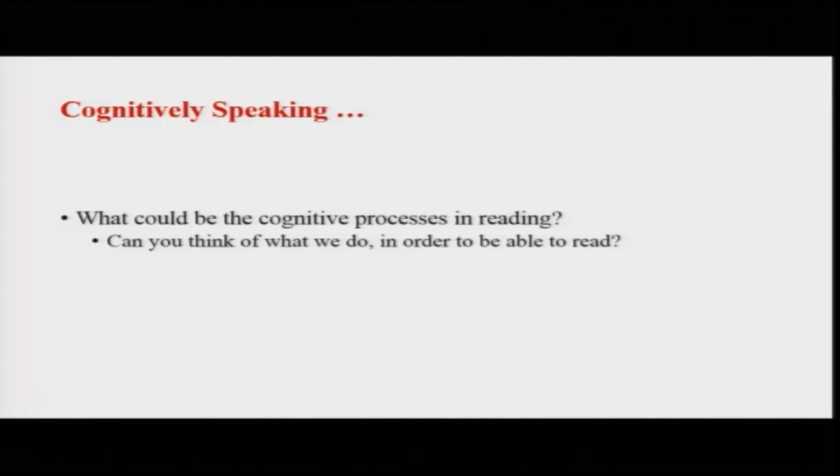So with this preface, with this background to what reading might be about, let us also talk about the cognitive processes in reading. What is it that the brain does, what is it that we do in order to be able to read properly? That part is something that we would really need to take care of. And let us ask ourselves this question.